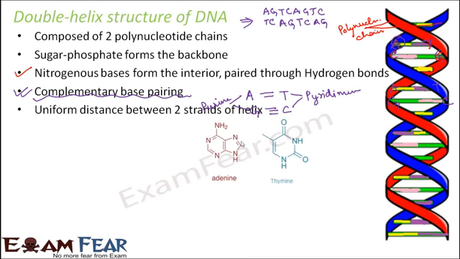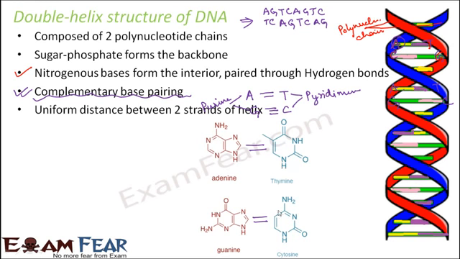Something like this. This is adenine and thymine. So adenine and thymine will pair up, and again guanine and cytosine will pair up. So in both the pairings, what do you see? On one side you have a double ring structure, on the other side you have a single ring structure.